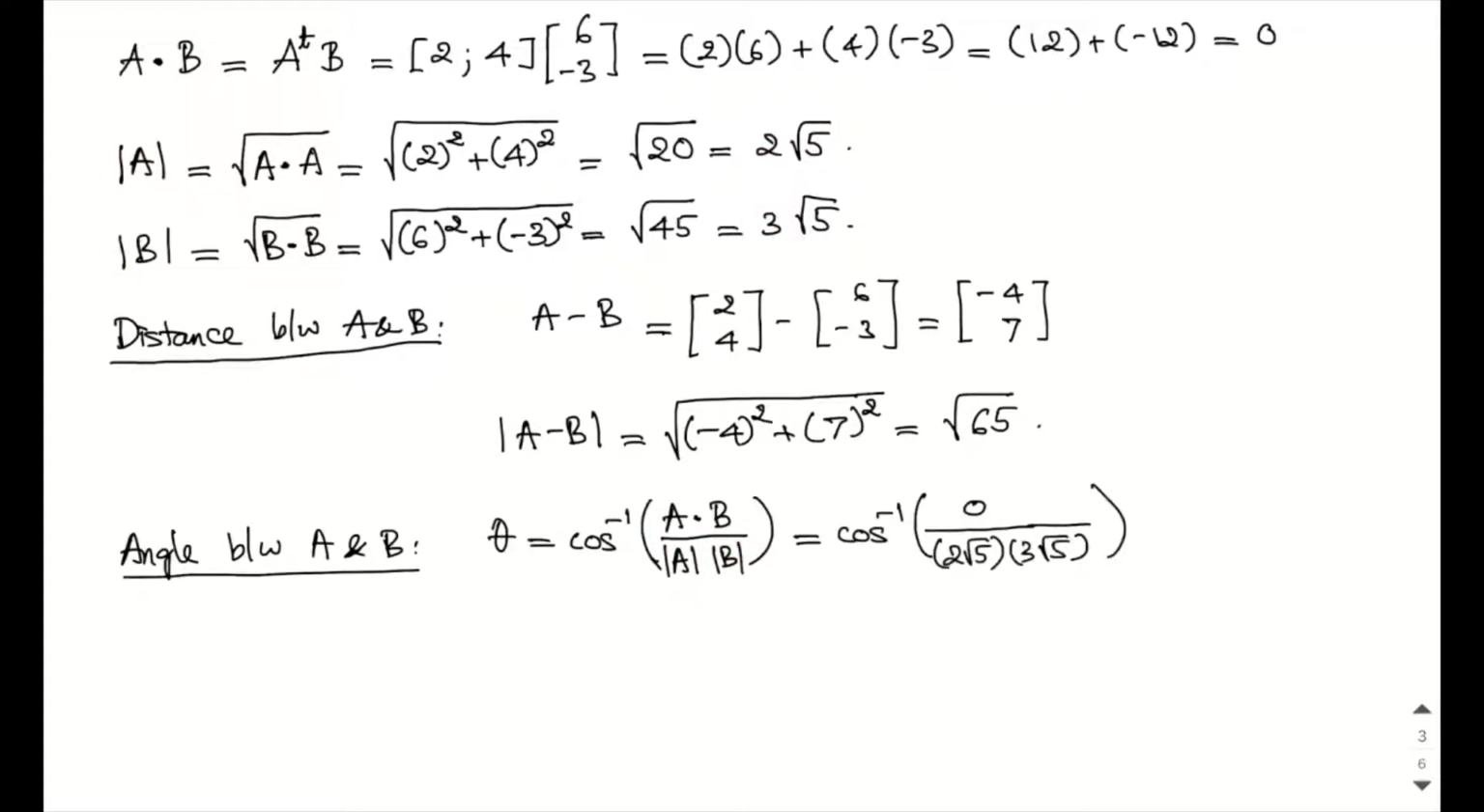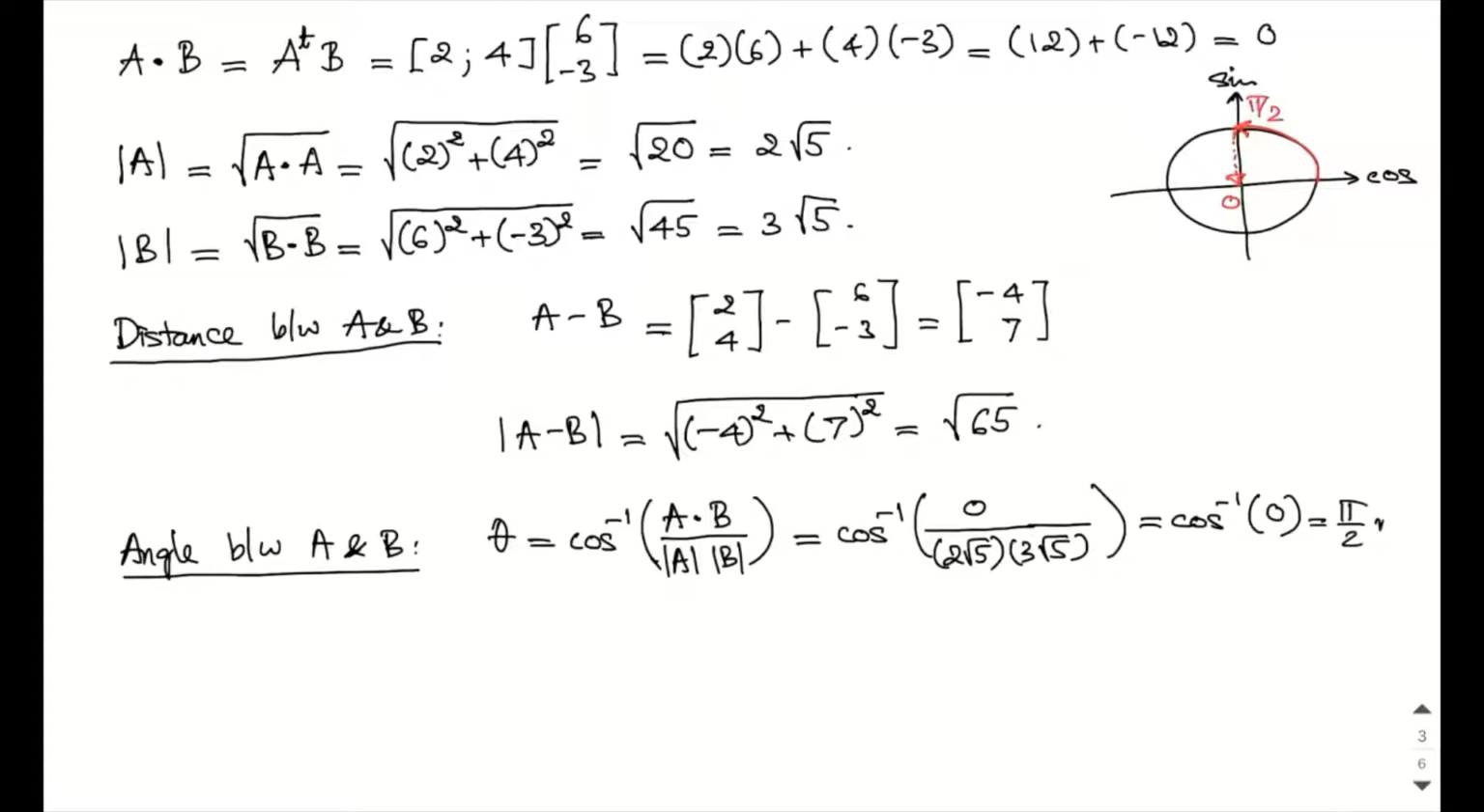In this case, because the dot product is 0, you don't need to care much about the bottom, but in general, these are going to contribute something to the angle. And so this is going to give you cosine inverse of 0. This is pi over 2 radian or 90 degrees.